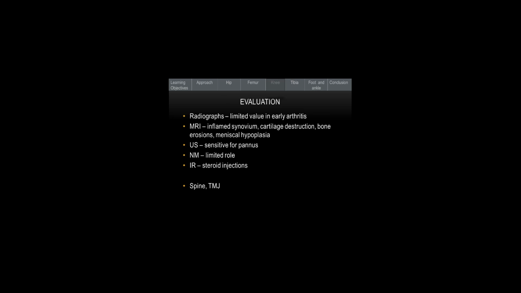It can also be very sensitive for thickening and enhancement of synovium. Nuclear medicine has a limited role, but interventional procedures, imaging-based procedures can have a role, particularly for steroid injections in joints which are otherwise difficult to access without imaging.